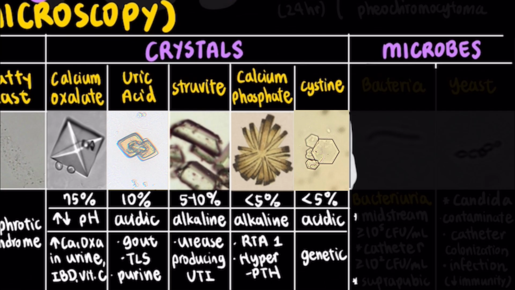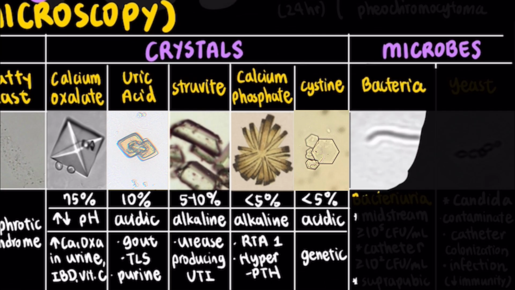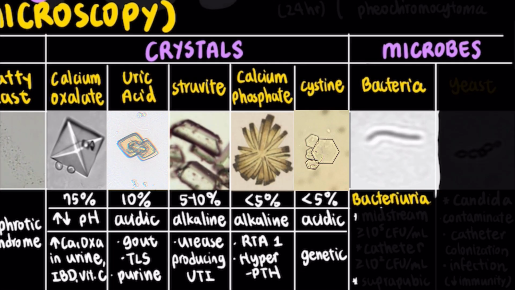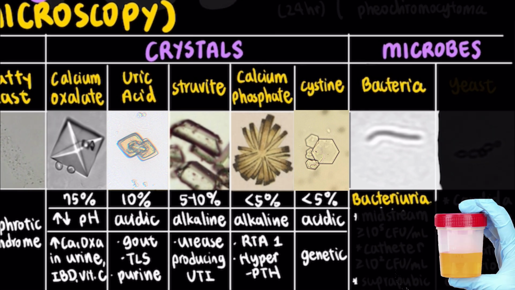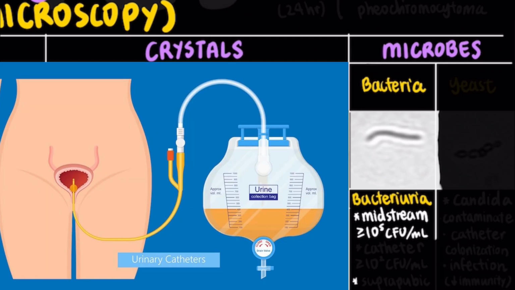Finally, let's talk about microbes in the urine. When we see bacteria under the microscope or on culture, we call that bacteriuria. But it's important to know how we define it, because it depends on how the urine was collected. For a clean catch midstream sample, significant bacteriuria is defined as 10 to the 5th power colony-forming units per milliliter, or CFU per milliliter. But if the sample is taken through a catheter, the threshold is much lower. Just greater than 100 CFU per milliliter is enough to suggest infection.